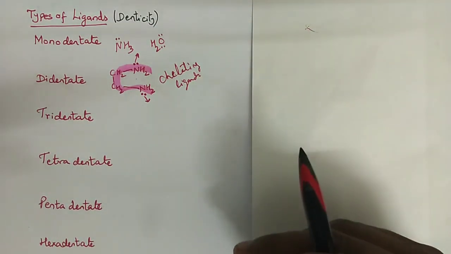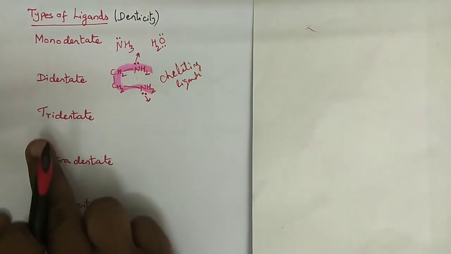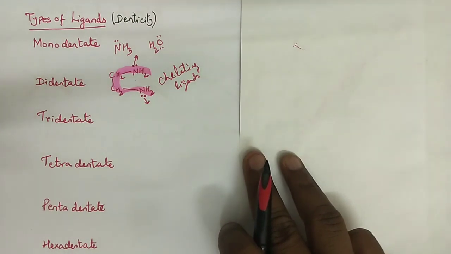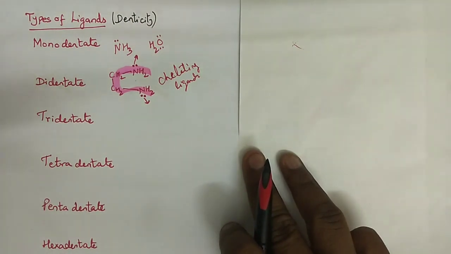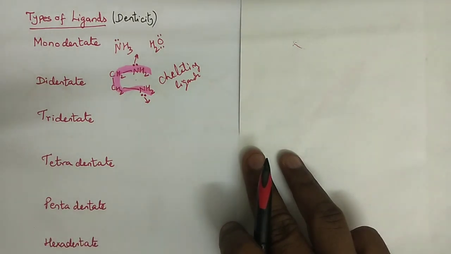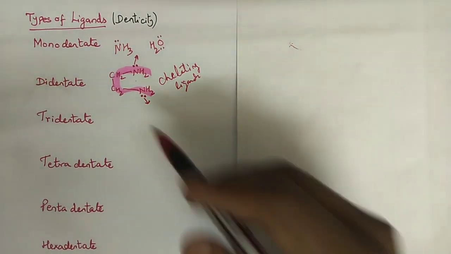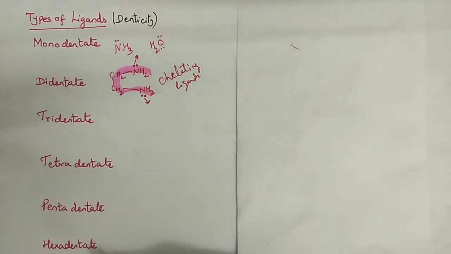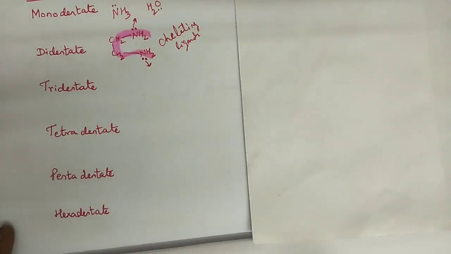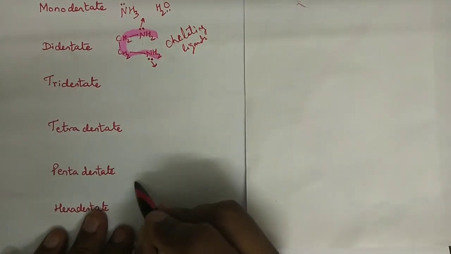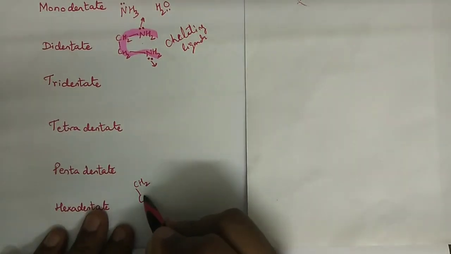Now similarly we have tridentate. Tridentate ligands are those which have three donating capacity. Similarly, we have tetradentates. Tetradentates are those which have four donor sites. Pentadentates have five donor sites, and hexadentates have six donor sites. So let us go and draw the structure of one example of hexadentate. This is the example of hexadentate.